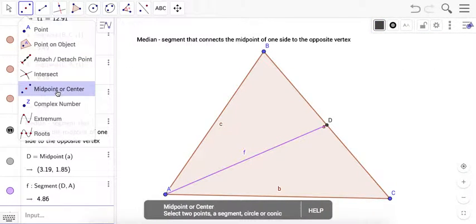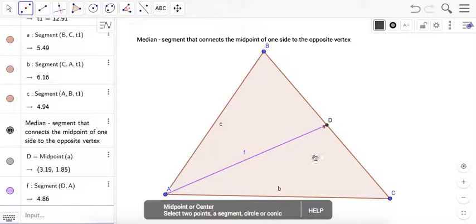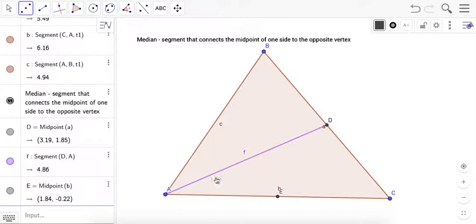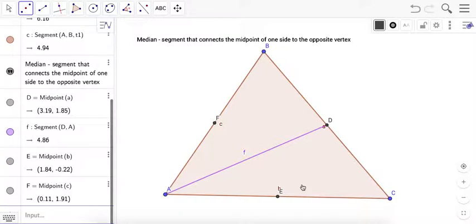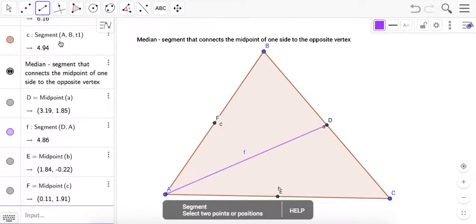So now if I'm going to do more medians, to see if they're concurrent, let's go ahead and make a conjecture. Pause a minute. Do we think they'll be concurrent? Okay, let's go and see. Hopefully you visualized in your head what they were going to look like. So let's do the midpoints of the other sides. There's the midpoint of side B here, and there's the midpoint of side C. So now I need the segments that connect them.